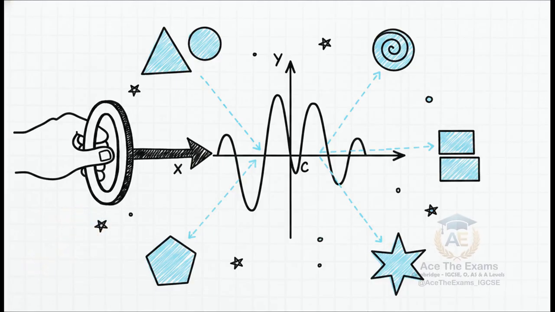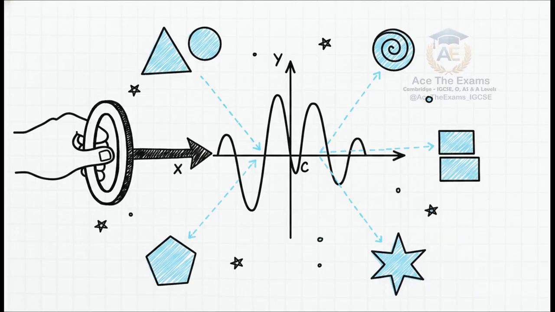For instance, they don't just sketch it, they explain exactly why changing the b-value in y equals a sine bx alters the period of the wave. They link trigonometric graphs back to algebra or forward to calculus, proving they have a highly transferable conceptual understanding.